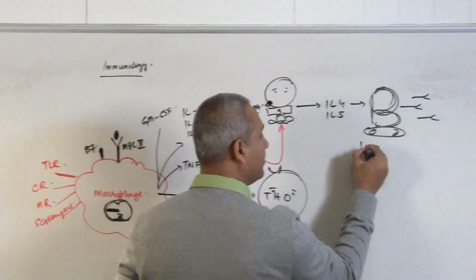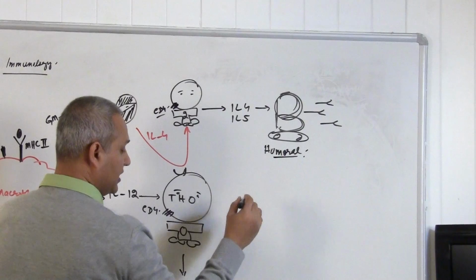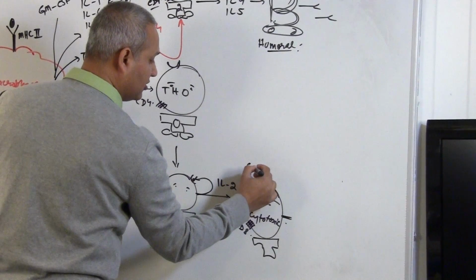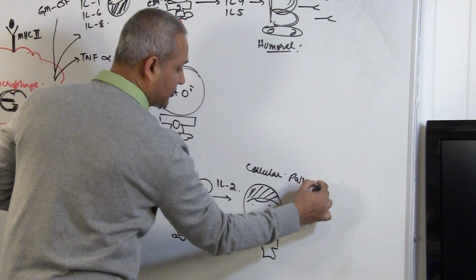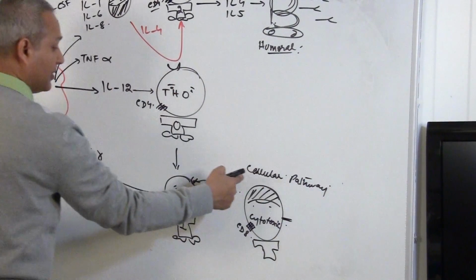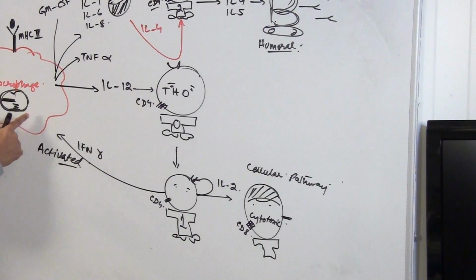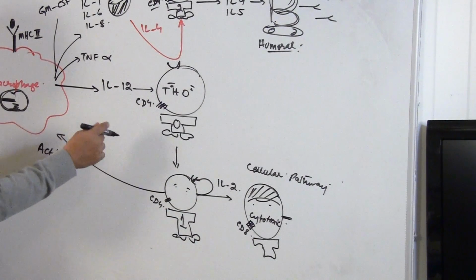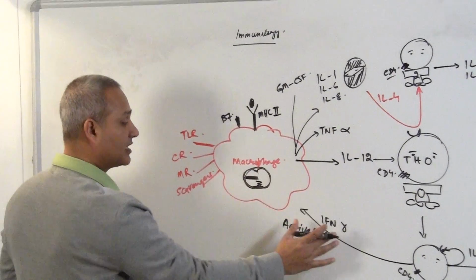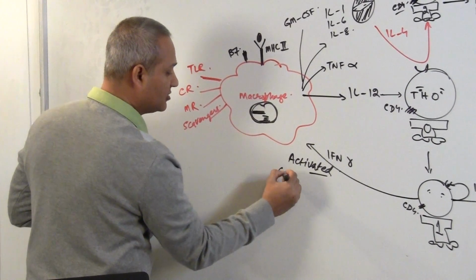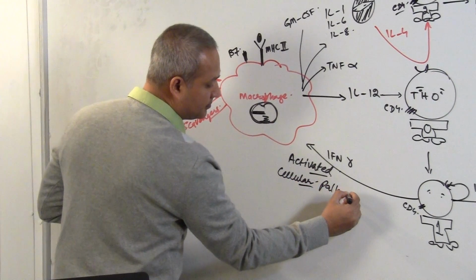This is the humoral pathway. I have repeated this so many times, I hope you remember it. This is the cytotoxic or cellular pathway. And remember that the cellular pathway not only activates the cytotoxic T cells, it also activates the macrophages. So the macrophage, which is here, is also activated by the cellular pathway.